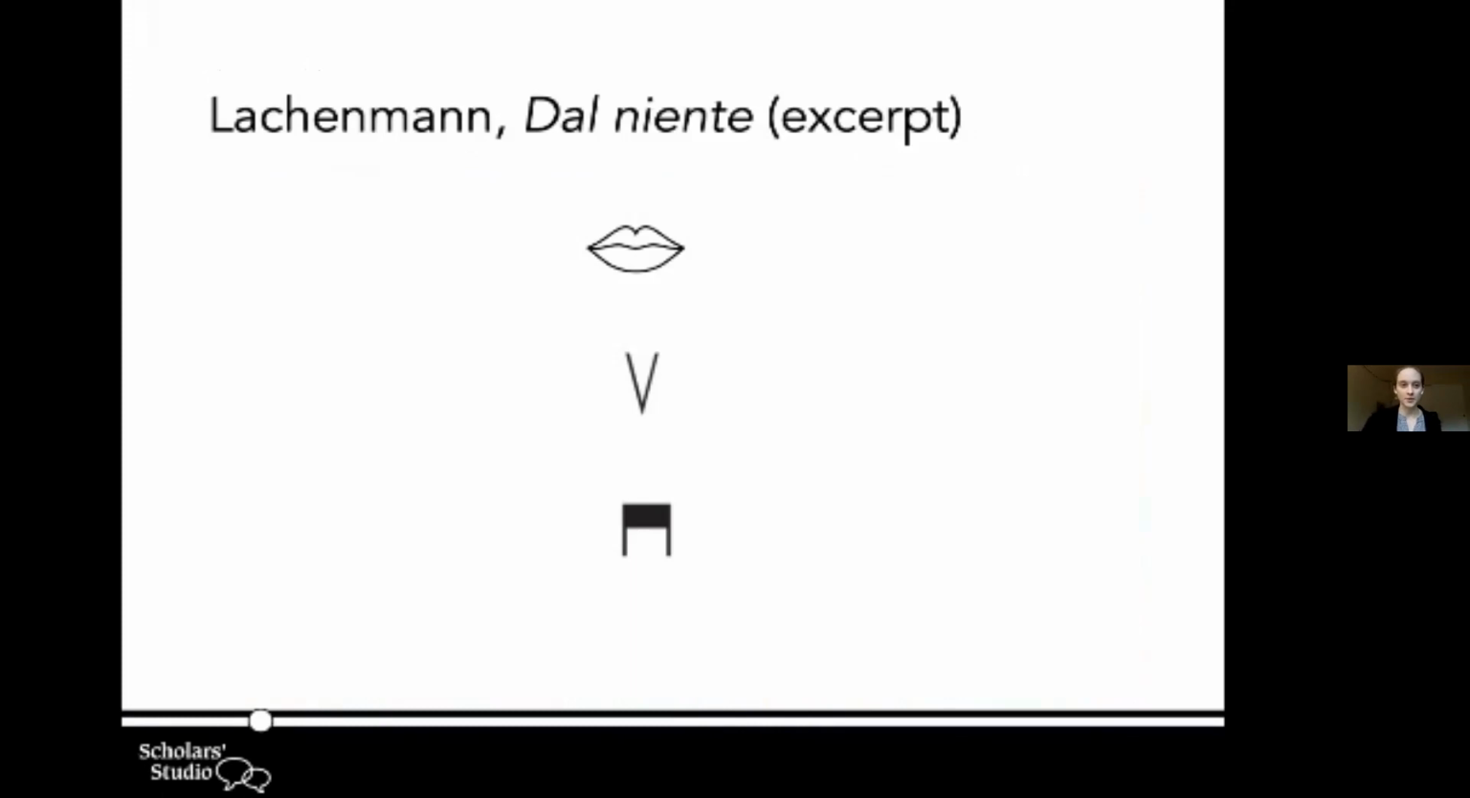In the next 2 examples, listen to how Lachenmann uses the same techniques, lip smacks, inhales, and exhales, in his work for clarinet dal niente.